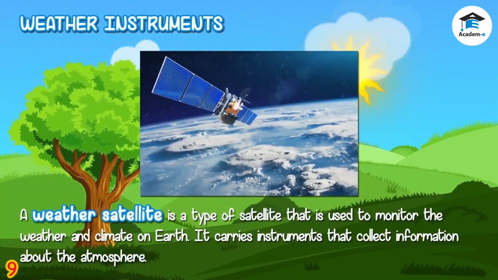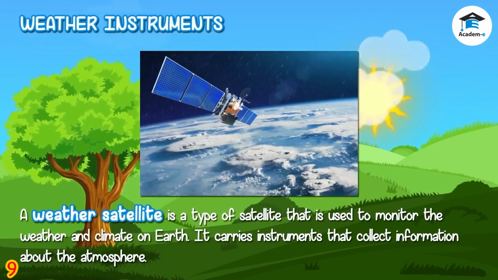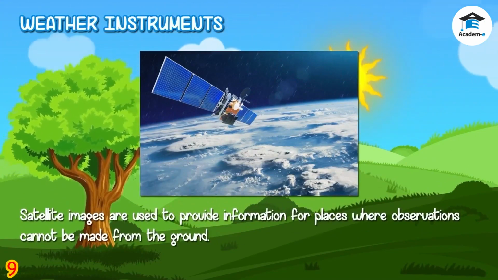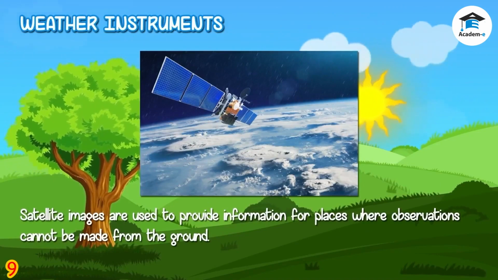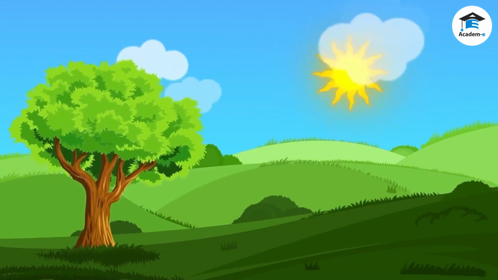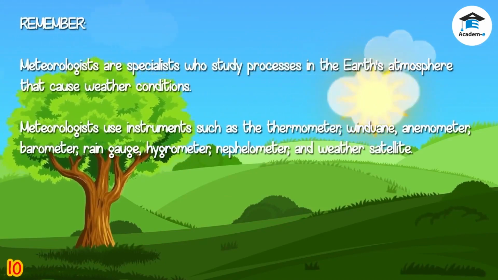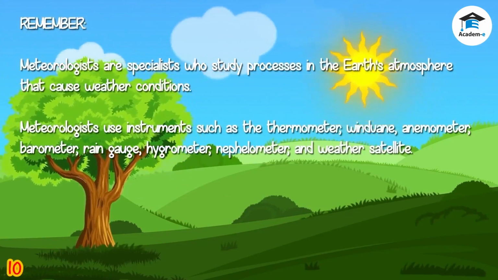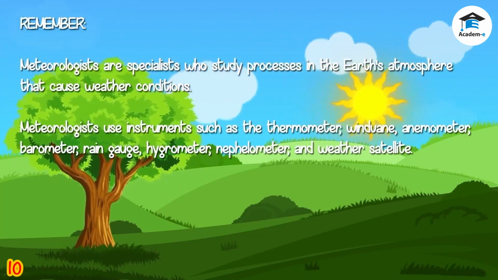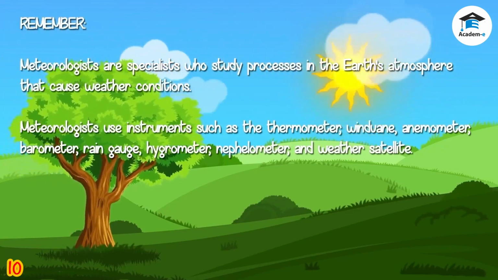A weather satellite is a type of satellite that is used to monitor the weather and climate on Earth. It carries instruments that collect information about the atmosphere. Satellite images are used to provide information for places where observations cannot be made from the ground. Remember, meteorologists are specialists who study processes in the Earth's atmosphere that cause weather conditions. Meteorologists use instruments such as the thermometer, wind vane, anemometer, barometer, rain gauge, hygrometer, nephelometer, and weather satellite.